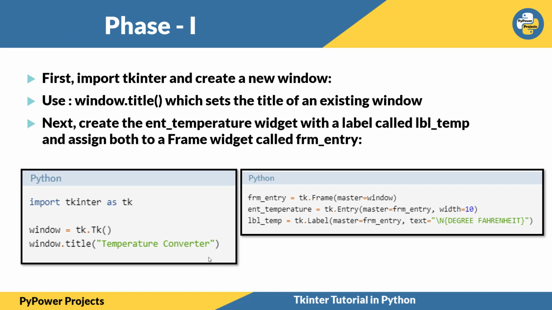First we will import Tkinter. We'll create a new window, that is our main frame. In that we will use window.title, which sets the title of our application, like for example Email or Google Classroom or Google Form. Now we will create the enter temperature widget, where we need to use the Entry function, and create a label called label temperature as assigned.